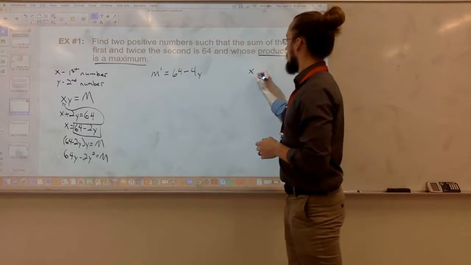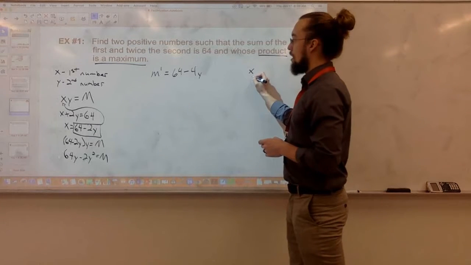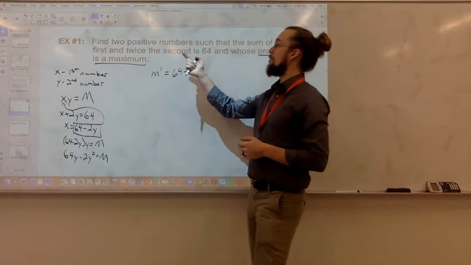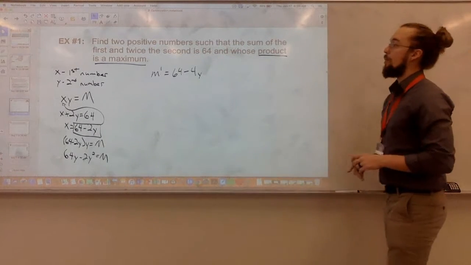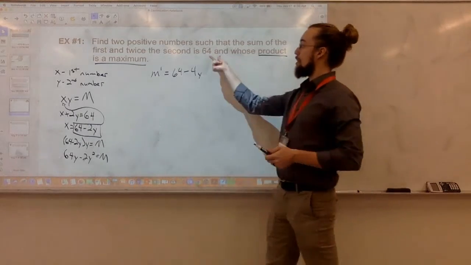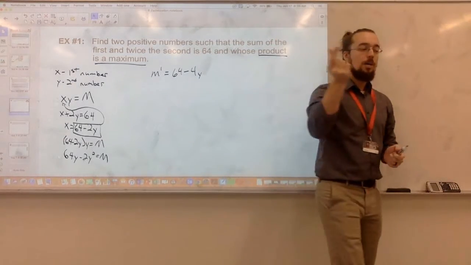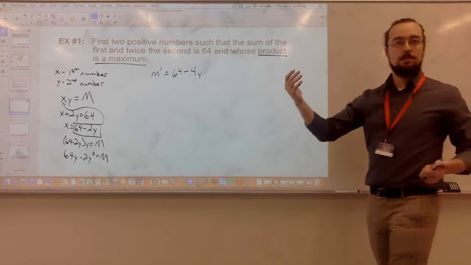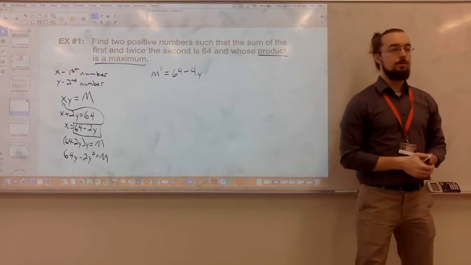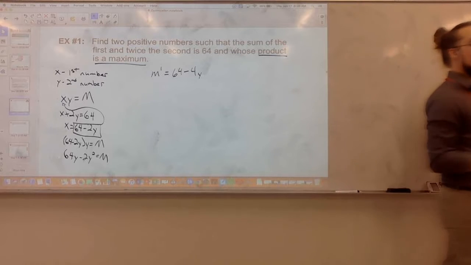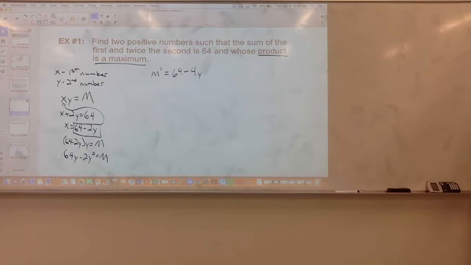So say x, oh wait a second before I write it. So I know they both have to be greater than 0. And then I also know that their sum, the first and twice the second, is 64. So can I make any upper bound out of that? What's the highest either one of them could be? Yeah, right? So I know that both of them have to be between 0 and 64, right?